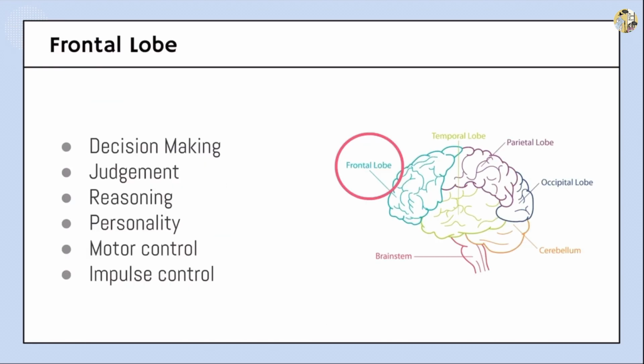First, I'll be talking about the frontal lobe. The frontal lobe is in charge of decision-making, reasoning, personality, as well as motor and impulse control. Damage to the frontal lobe will result in issues with making judgments, changing one's personality, problems with thinking, loss of fine motor skills, and lack of impulse control.